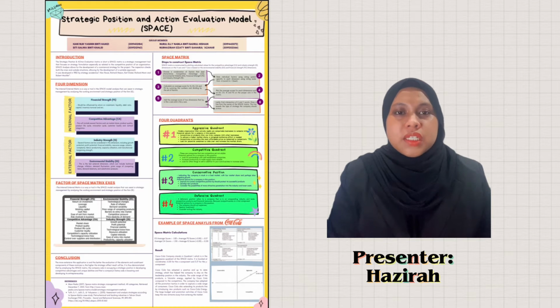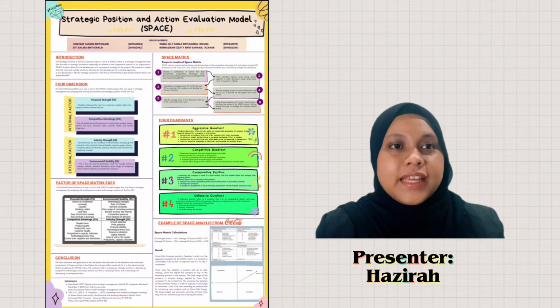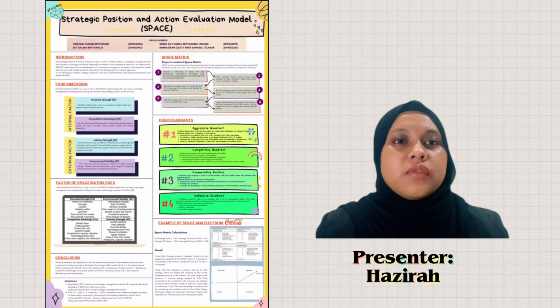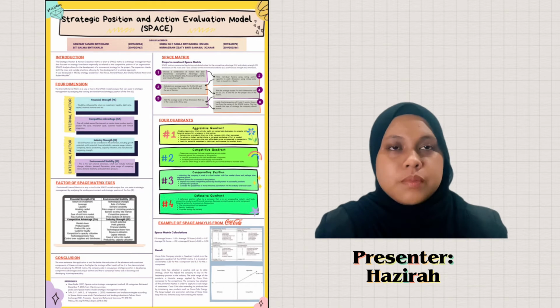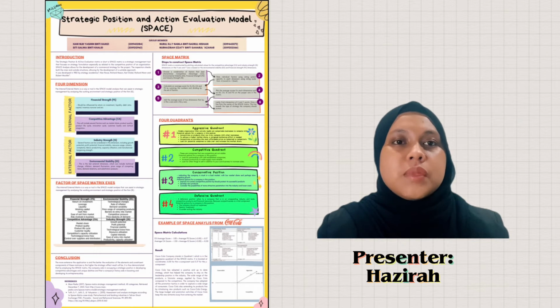The SPACE matrix is constructed by plotting the values of competitive advantage and industry strength on the x-axis, while on the y-axis are environmental stability and financial strength. Next, I will talk about the factors that are included in the 4 dimensions of the SPACE matrix axes. Firstly, on financial strength, the factors are return on investment, leverage, liquidity, working capital, cash flow, ease of exit from market, and risks involved in a business.